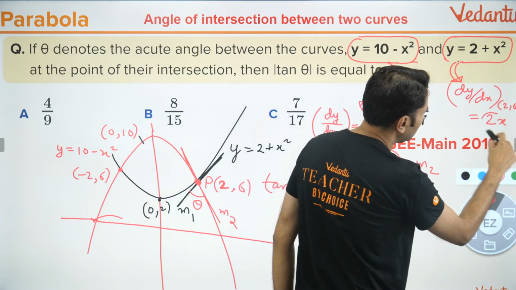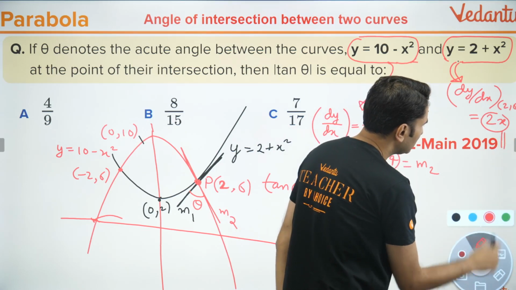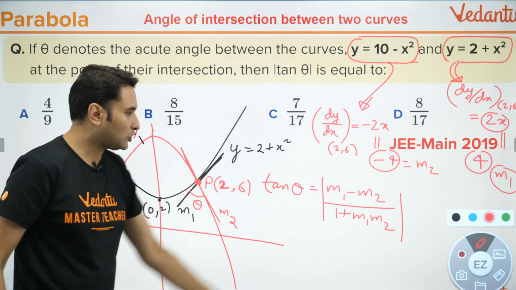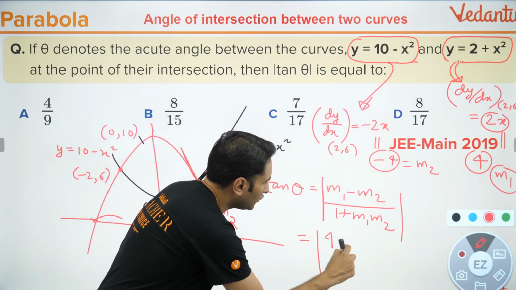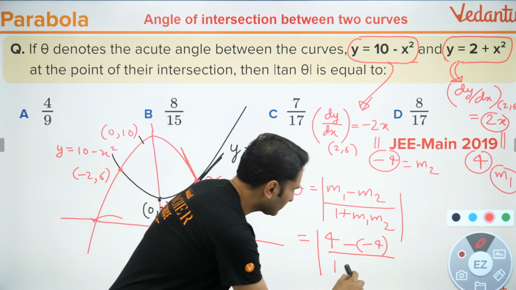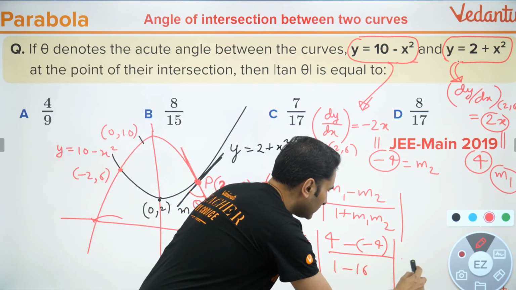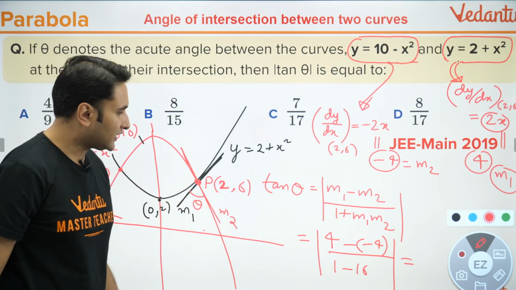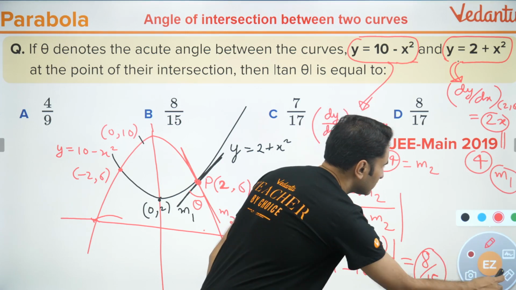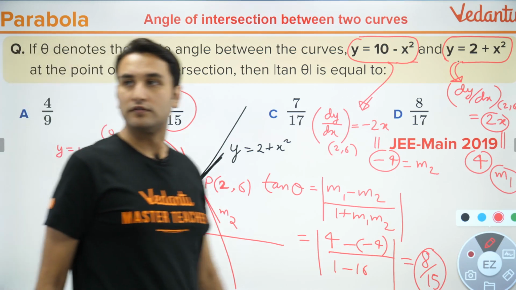and bachcho, how much will this be? This will be equal to 4, that is m2. So you know m1, you know m2. Can you find out? कितना हो जाएगा? 4 minus (-4) upon 1 plus 4 times (-4), 1 minus 16. कितना हो जाएगा? This is 8 upon 15. So 8 upon 15. Got it? Yes or no? समझ में आया?